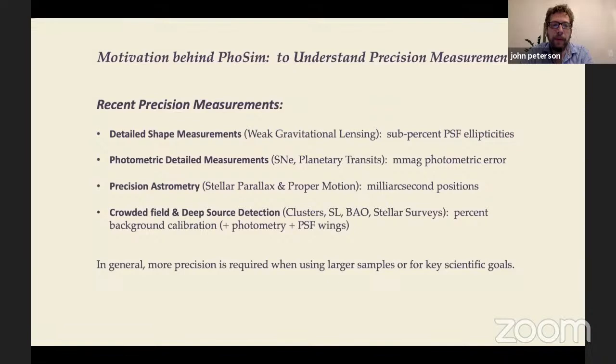Another category would be precision astrometry, where people use positions of sources to fractions of pixels, typically in the milliarcsecond range, to get measurements, say, stellar parallaxes or proper motions. And then the fourth category I defined was just anyone doing any kind of crowded field deep source detection, where you're really concerned about how well calibrated your background is, how well your photometry works, worried about things like PSF wings, and all sorts of deep surveys for both stars and galaxies and other objects do that kind of thing.